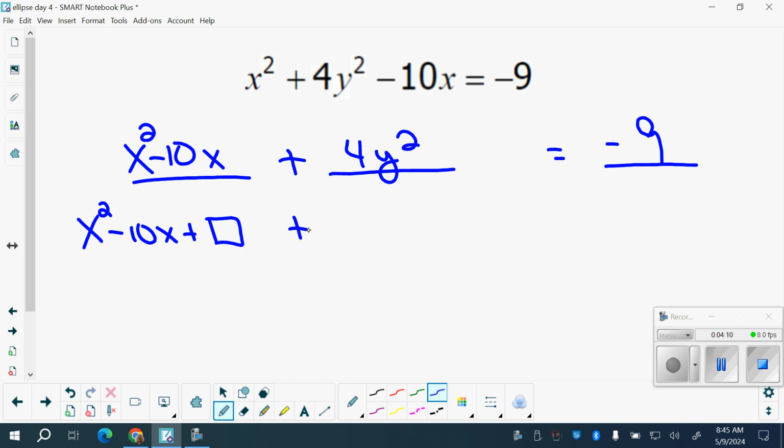Plus. Now on this next guy, he does not have just a Y term. That's called a linear term. He doesn't have one. So you know what I have to do to him?